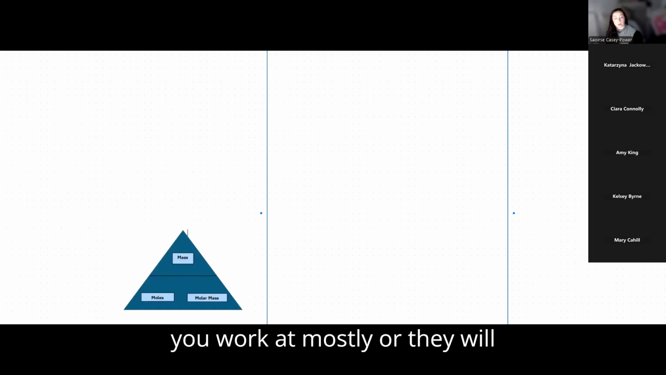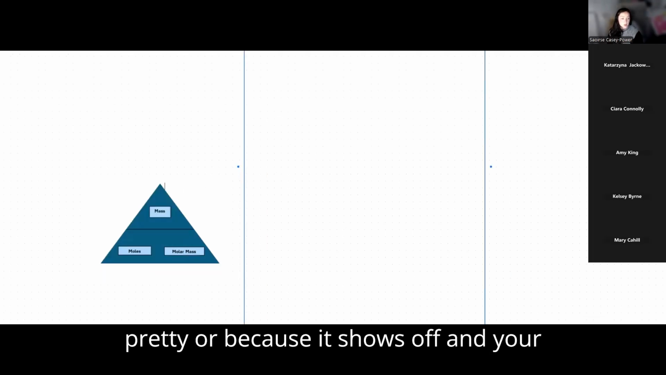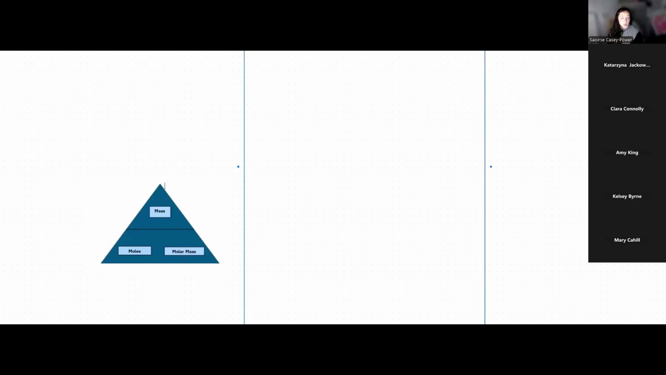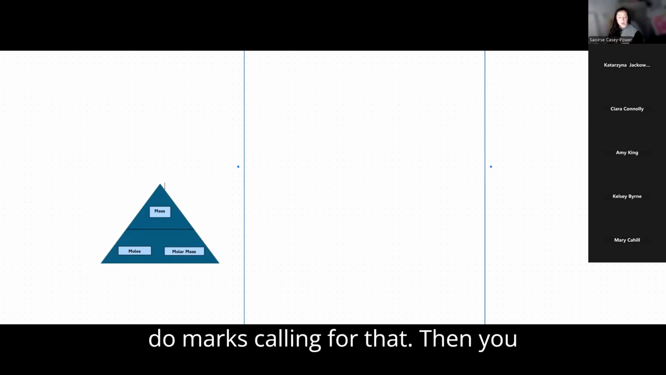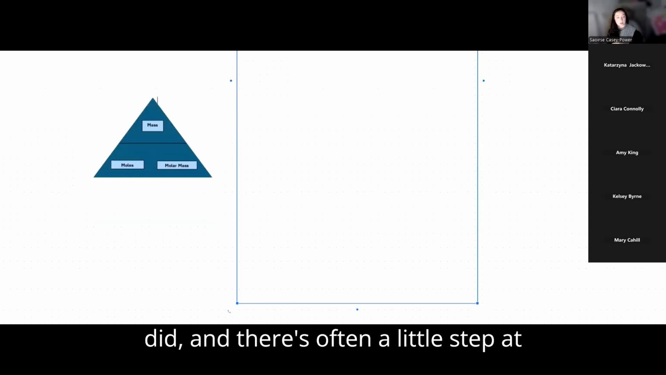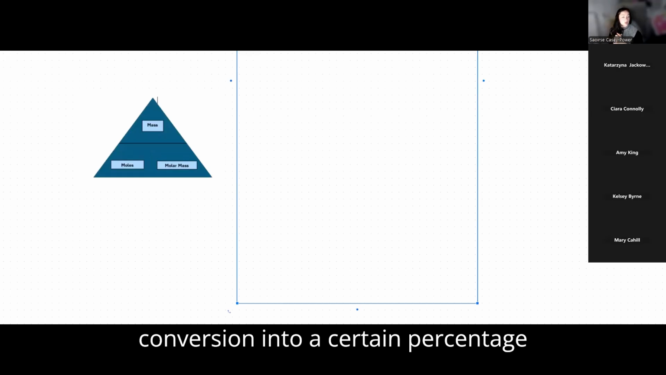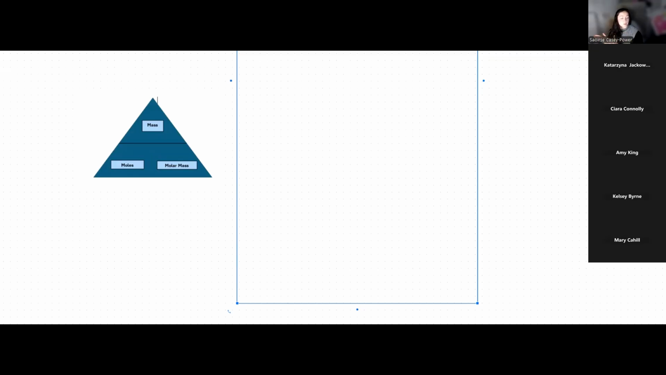So you'll work out moles per liter. They will definitely ask you to convert to grams per liter because it shows off your knowledge of converting mass to moles. I'd recommend you work out the molar mass straight away because there will be marks going for that. Then you convert it into grams per liter as we did. And there's often a little step at the end where you have a further conversion into a certain percentage weight per volume. And that's that then.